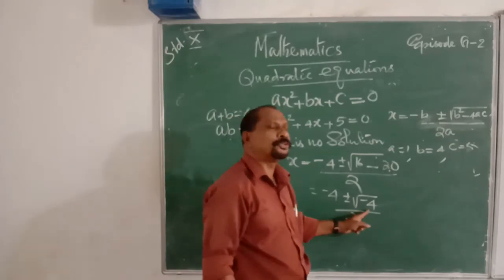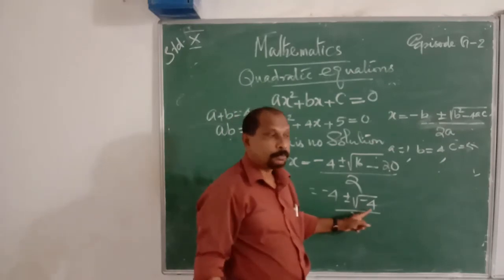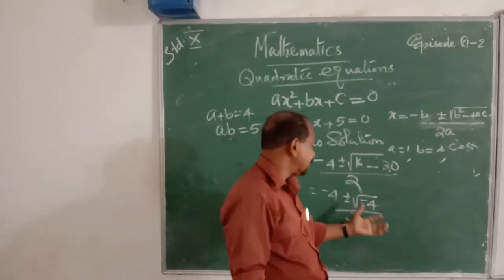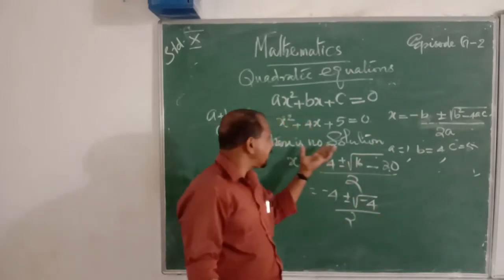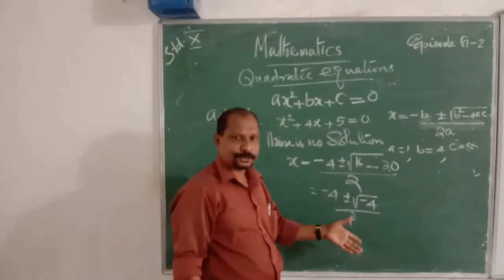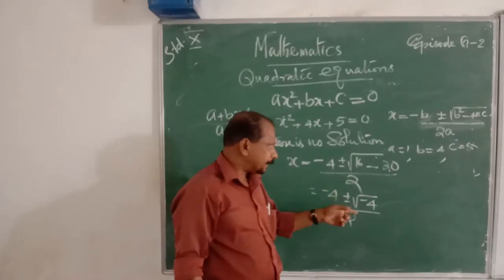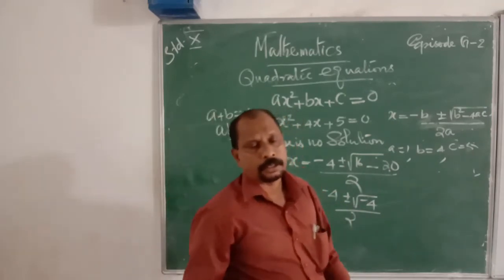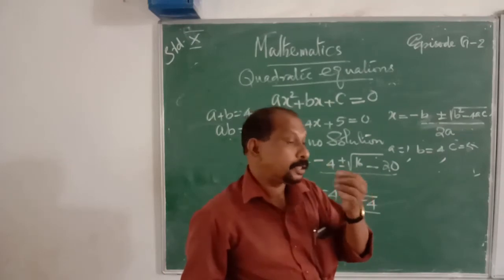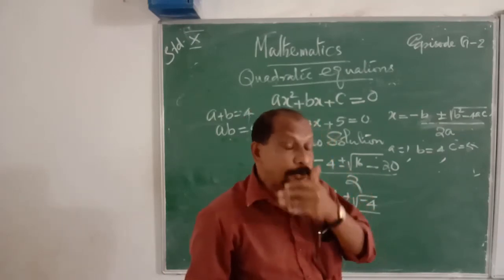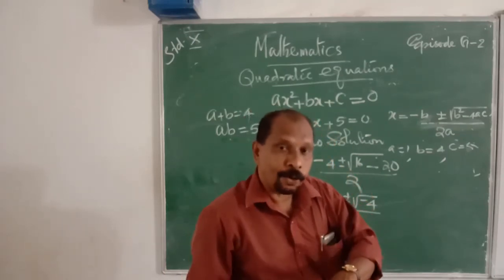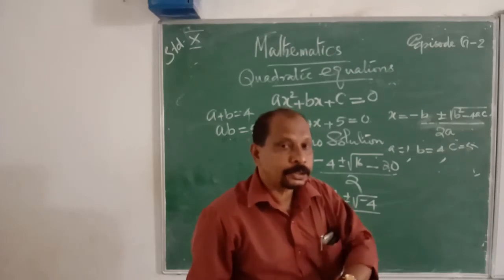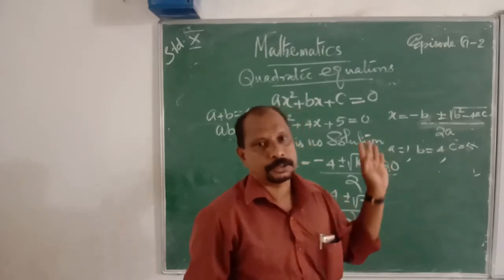Minus 4, root 4 is 2 or minus 2. But root of minus 4, that means there is no solution. That is the answer. There is no solution. That implies that b square minus 4ac is minus 4. It is negative, that means less than 0. Therefore, there is no solution or no roots of this quadratic equation.